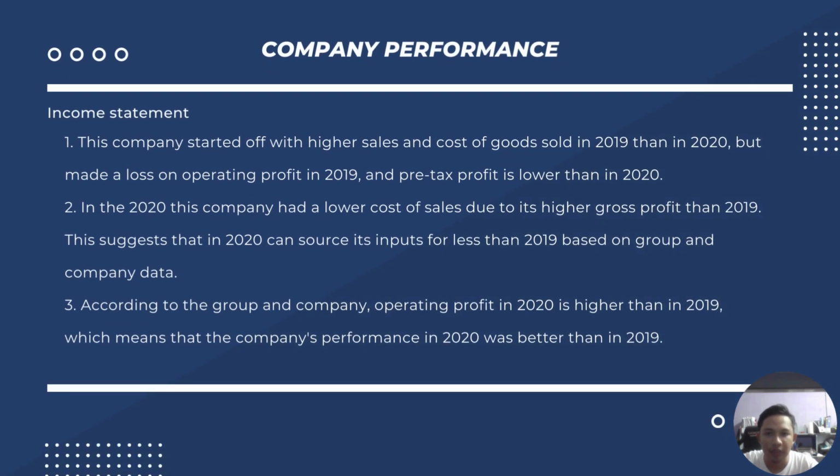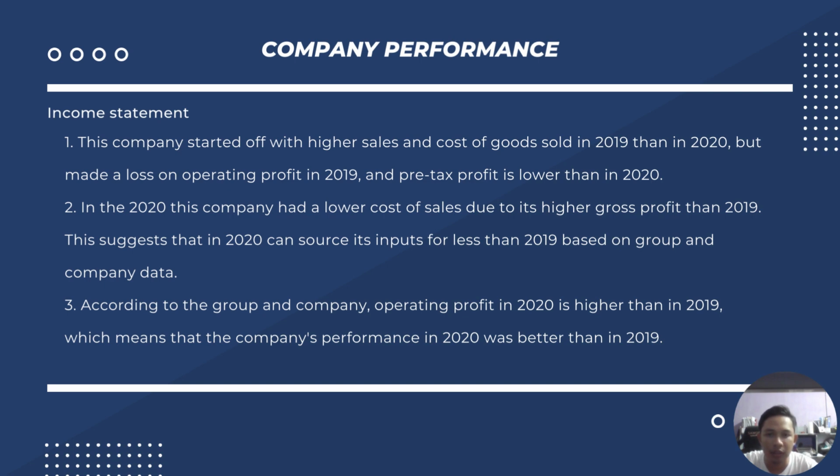Lastly, for the income statement, this company started off with higher sales and cost of goods sold in 2019 than in 2020, but made a loss on operating profit in 2019, and pre-tax profit is lower than in 2020.